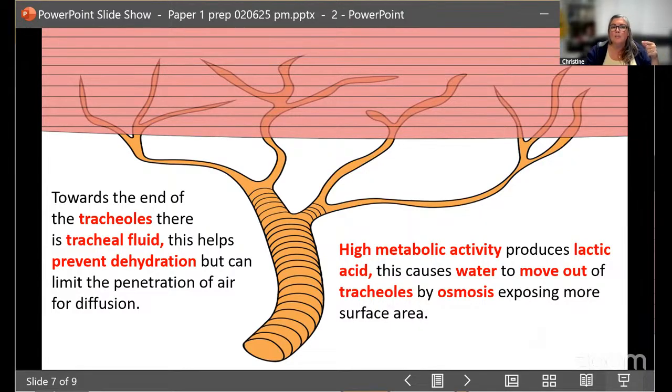So it is important that you note the difference, but you also link it to what the topic area is asking you. Is it asking you about a solute that's being produced, which is changing the water potential, or is it asking you about this structure, these spiracles, the trachea, the tracheoles, or the tracheal fluid? So it just depends where they want to go with that one.